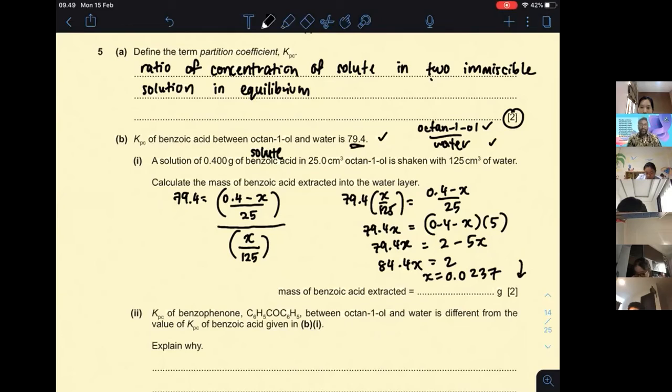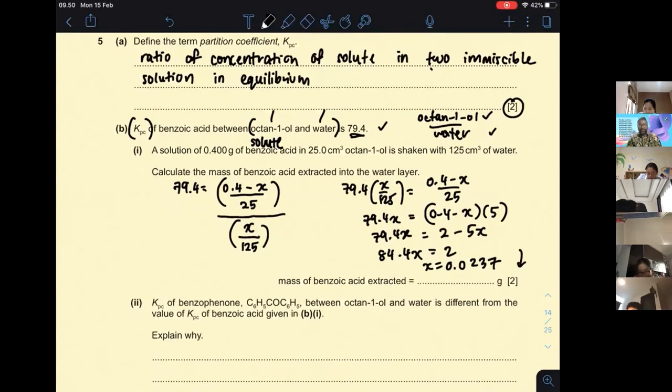For this type of question, water is always the denominator? No, Gabriela Nicole, it doesn't work that way. For this kind of question, it depends on how they put the KPC. When they say the KPC of benzoic acid between octane-1-ol and water, it means octane-1-ol comes first, then water. So this one comes on top, this one comes below. If let's say they say KPC between water and octane-1-ol, then it's going to be the other way around. Please take note of that.